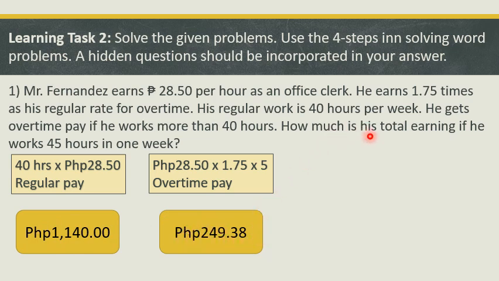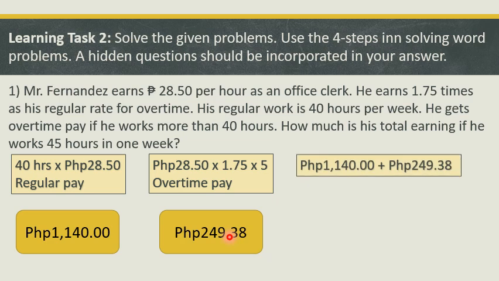Ang tanong is, his total earnings. Total earnings, kabuuan yon. So, ipag-a-add lang natin yung regular pay at saka yung overtime pay. Kapag pinag-add natin yan, ang makukuha natin is 1,389 and 38 centavos. Ito po yung final answer natin. Yun po makukuha niya kapag nagtrabaho siya ng 45 hours in 1 week.